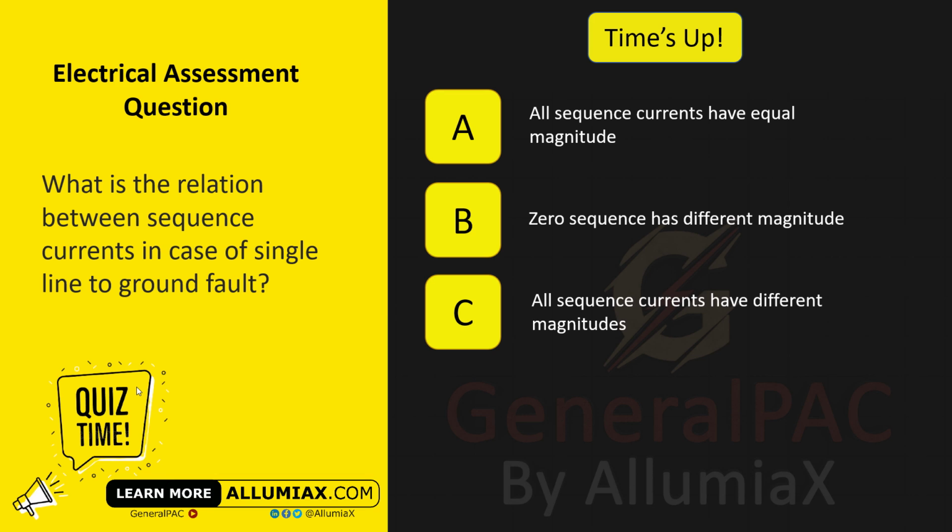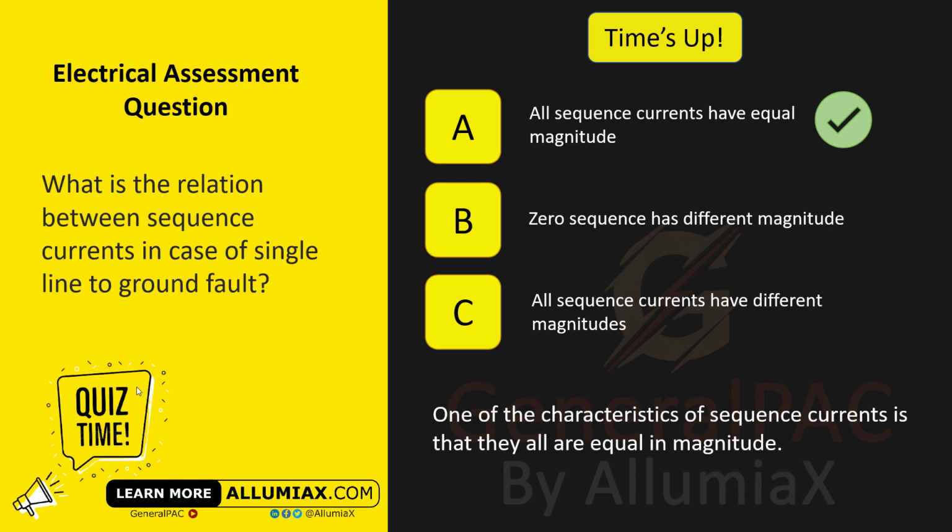Time's up. The answer is A. All sequence currents have equal magnitude. One of the characteristics of sequence currents is that they all are equal in magnitude.